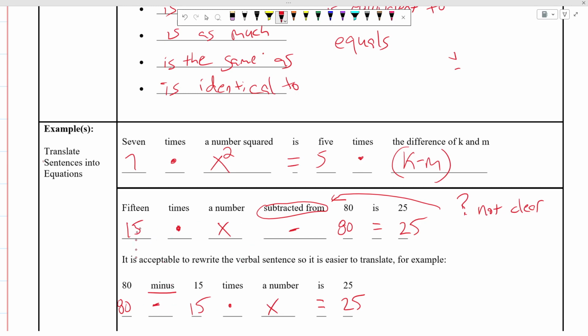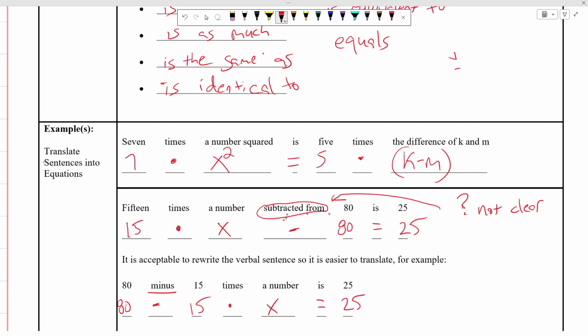In other words, let's see here. Well, how does that make sense? Well, let's think about this. 15 times a number is subtracted from 80. Is subtracted from 80. When you say it like that, it becomes a little bit more clear that, wait a minute, 80 is the big number, and you're subtracting something from that 80.